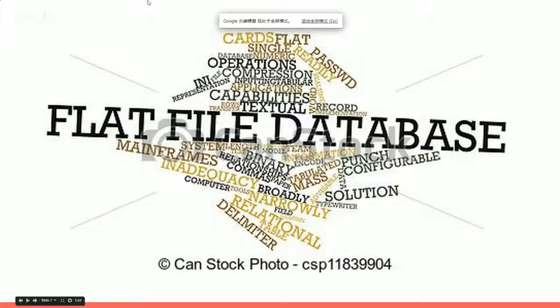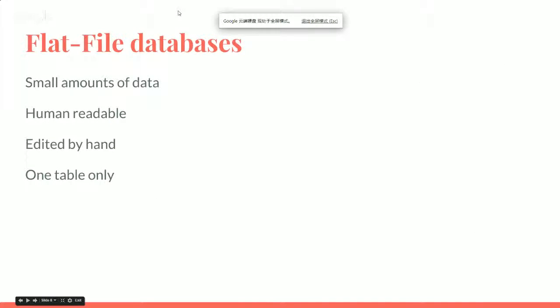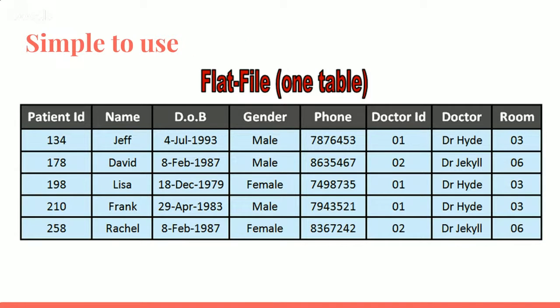The first one is the flat view database. It has a small amount of data, a human edits the table by hand, and there is only one table. This is an example table of a flat view. It is really simple to use.